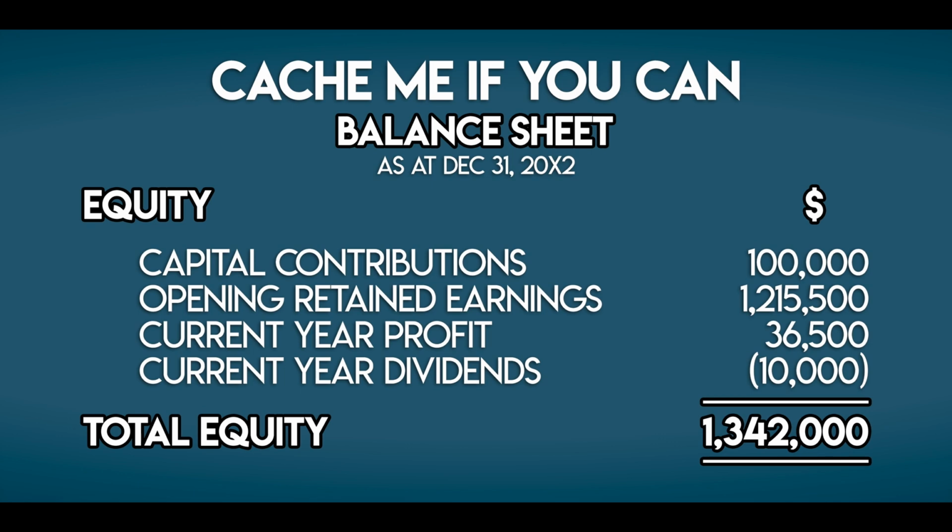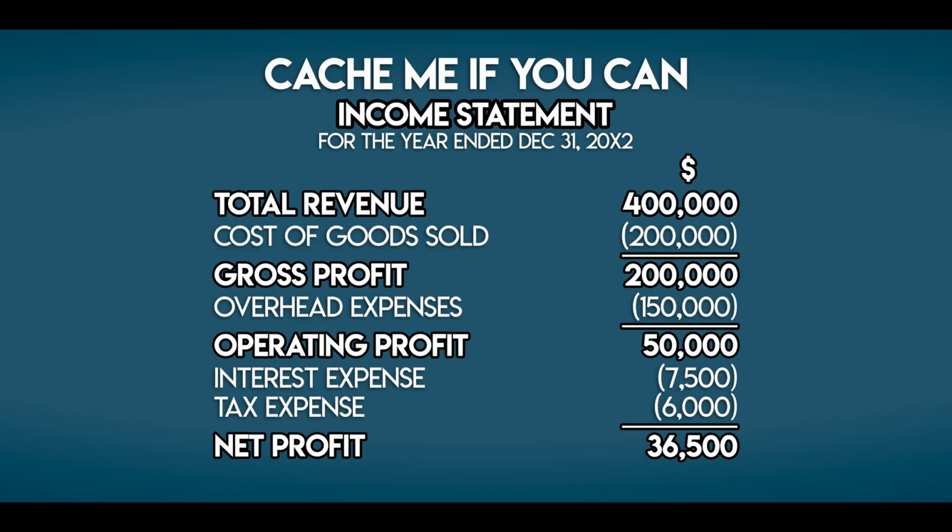Last year's retained earnings, which came to $1,215,500, less the current year dividends, which were $10,000. This number is negative because these profits have been withdrawn by the shareholders. And we can also see that this year, Cash Me If You Can generated $36,500 in profit. Where did they get this number from? Current year profit comes straight from the income statement, which looks like this.